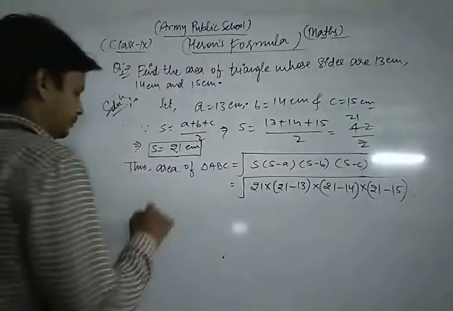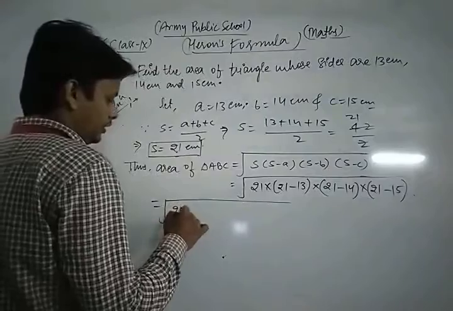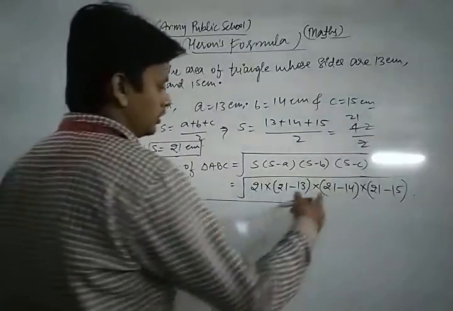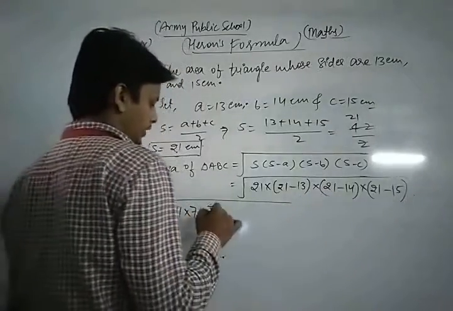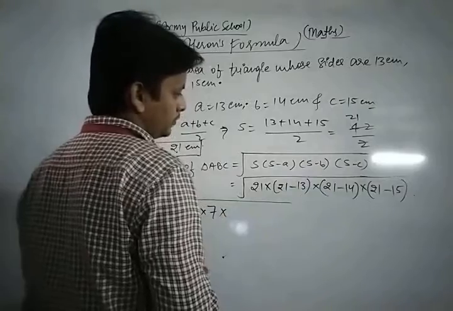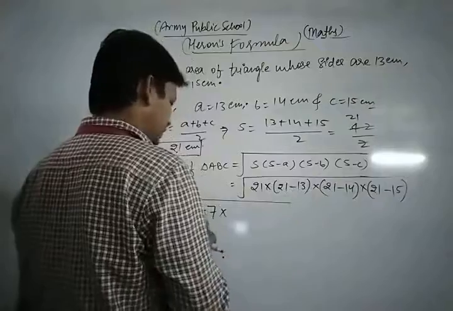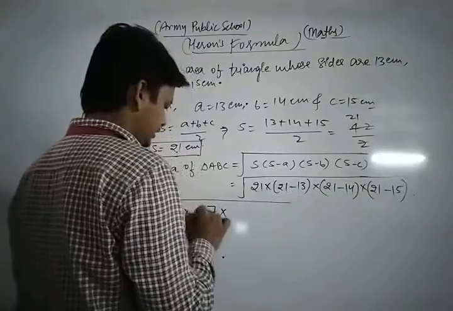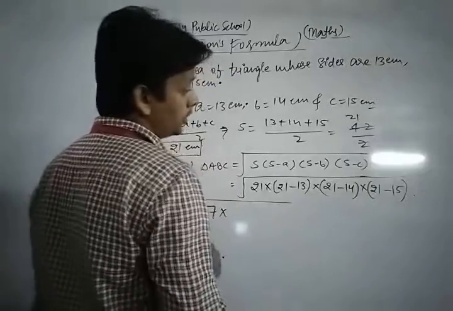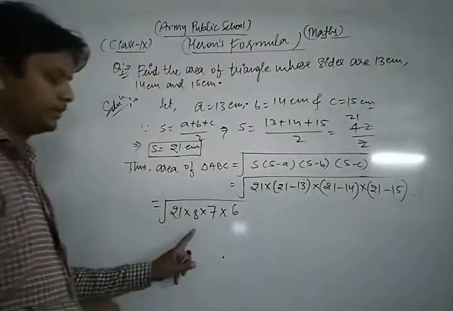Now we simplify this. So we get 21 into, this is what? 7 into, this is what? 7. Here 8 is left, and here 7 is left, okay, and here this is 21 minus 15, this is 6 is left. So in this way we get that value.